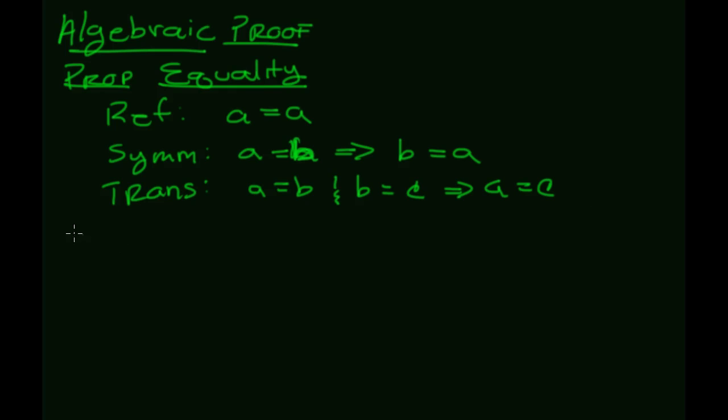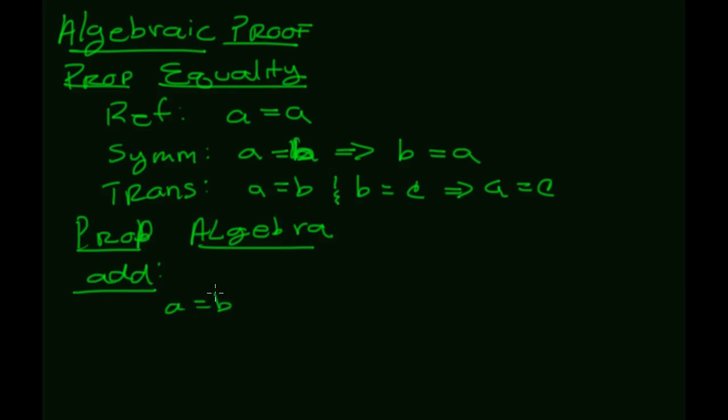I'm also going to get a series of properties of algebra, which you already know, but we just want to name them. Okay, so the first one is what we're going to call the addition property, which tells me that if A is equal to B and C is equal to D, then if I add A and C, and B and D, they are still equal. So this is pretty much saying you can add the same thing to both sides of the equation, and the equation is still true.